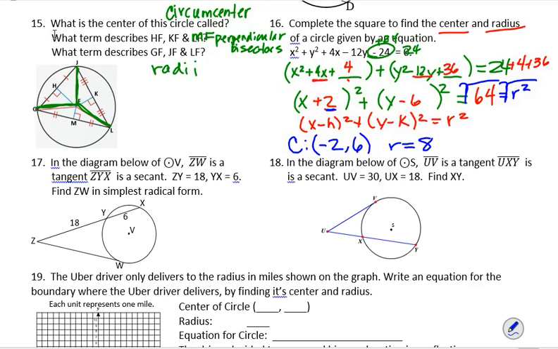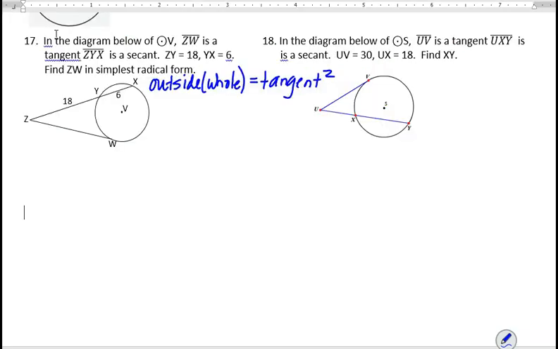So now we're on 17. Now when I taught my kids this, I taught them for the top one, which is a secant, we're going to do outside times whole, and then we're going to square the tangent. So what we're going to do for both of these, for 17 and 18, because we have a tangent and we have a secant. So I went ahead and enlarged this a little bit.